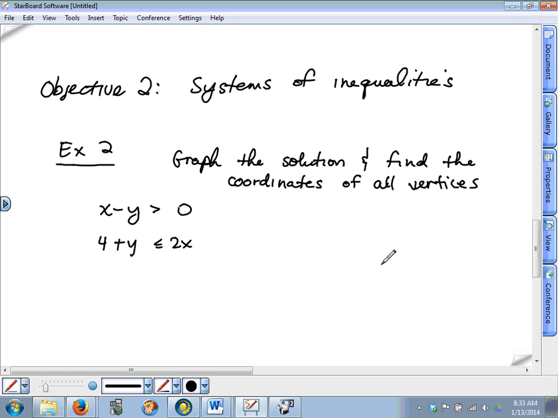Write these directions down very carefully because this is exactly how it's worded on the test. Graph the solution. That just means find the double shaded area. But find the coordinates of all the vertices. That means find all the intersections of where one graph intersects with another graph.